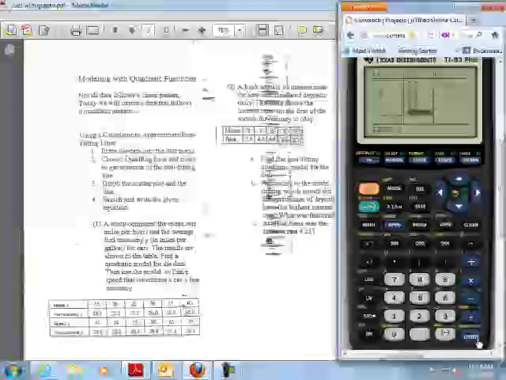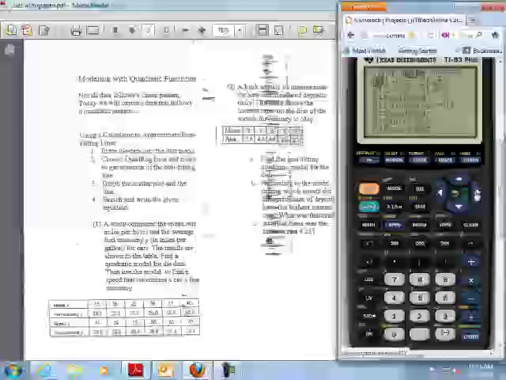So part A of the problem says find the best fitting quadratic model. So we're going to go to stat, over to calculate, and choose choice 5 for quadratic regression. Nothing will happen right away, so hit enter, and we'll get our answer there of our A, B, and C value to write out our equation.